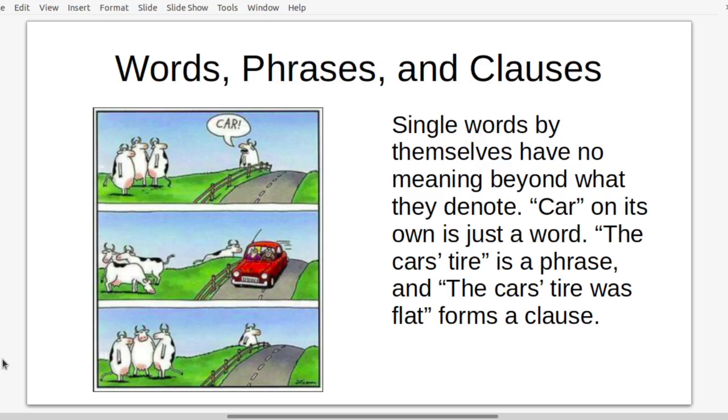So, we have words, we have phrases, and we have clauses that eventually build out into a sentence. Single words by themselves have no meaning beyond what they denote. Car on its own is just a word. The car's tire is a phrase. Then the car's tire was flat forms a clause.